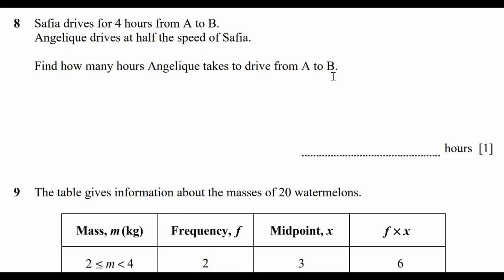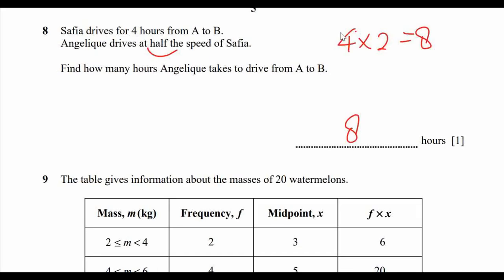Okay, let's check out the answer, guys. There you go. It must be 8. How do we know? If Savia drives for 4 hours and Angelique drives at half the speed, it means she is slower. So we have to multiply the time by 2, since it will take a longer time for Angelique. So 4 times 2 is 8. That's the logic. Alright, let's move on to question 9.